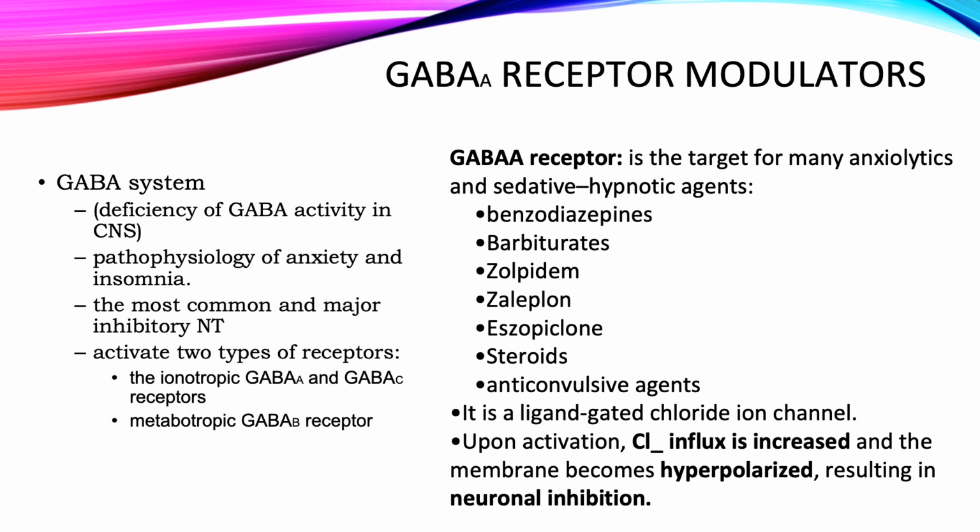our GABA A receptor modulators act on two types of receptor: the ionotropic GABA A and GABA C, and the metabotropic GABA B receptor. So our GABA A receptor modulator is a target for many anxiolytics and sedative hypnotics, the ones that we have mentioned a while ago. It is a ligand-gated chloride ion channel, and upon activation, it causes increased influx of chloride, thereby producing pronounced hyperpolarization, resulting in neuronal inhibition.